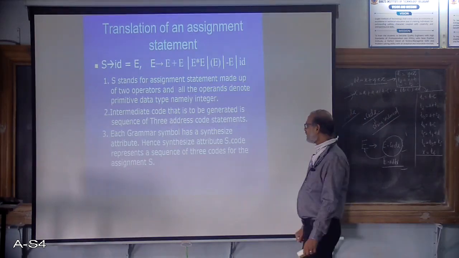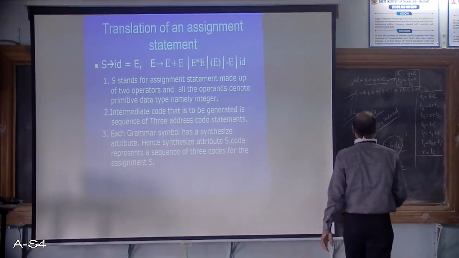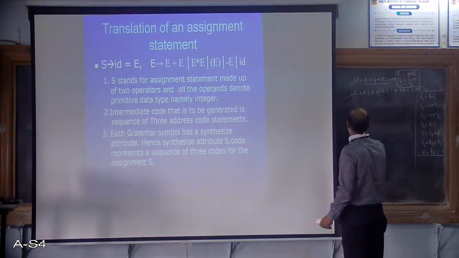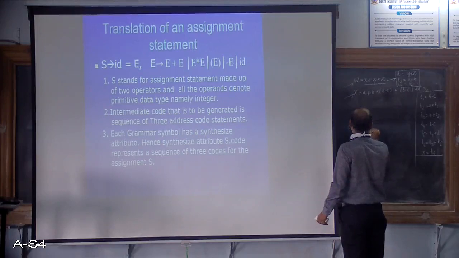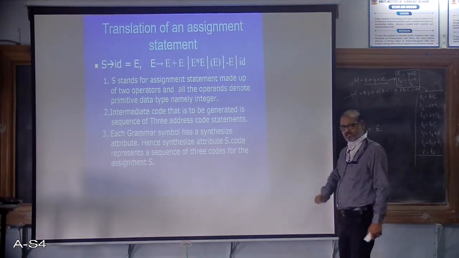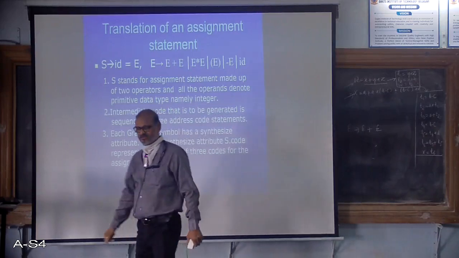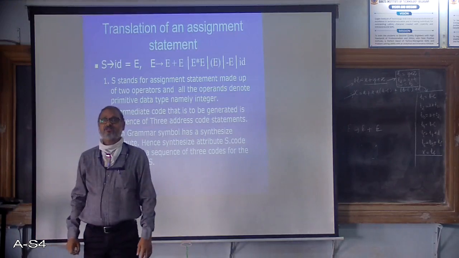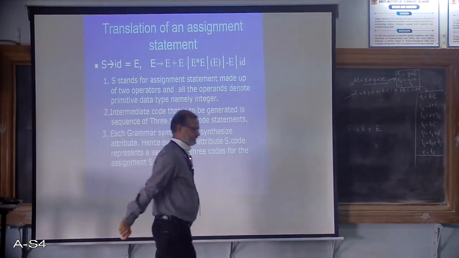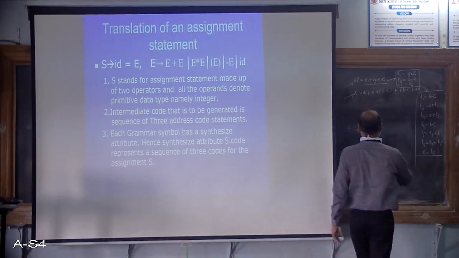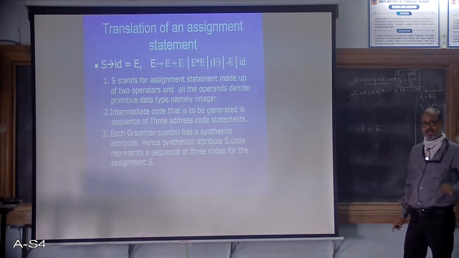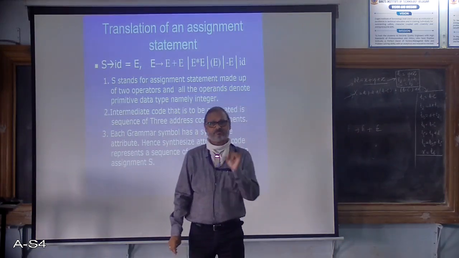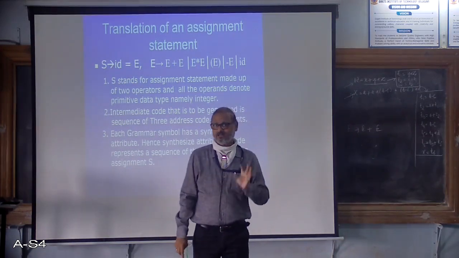Now, if I take a production E derives E plus E. We have identified what the attributes are. Now we must attach the semantic actions for every production, and these semantic actions have to generate the sequence of 3 address code, which is an intermediate code for that particular construct.